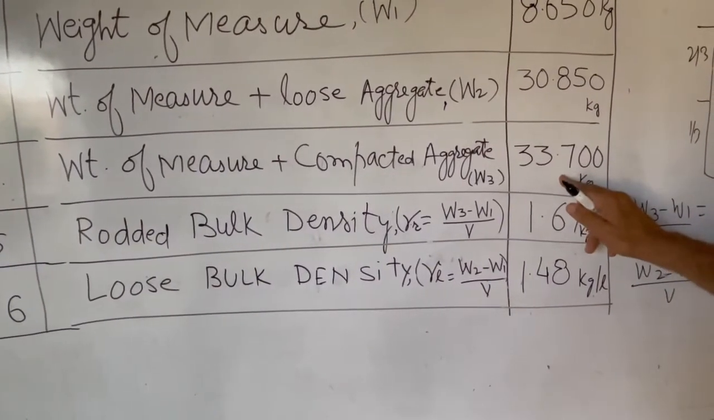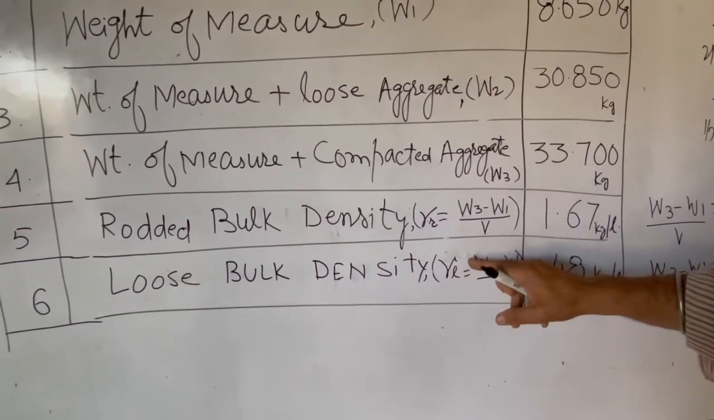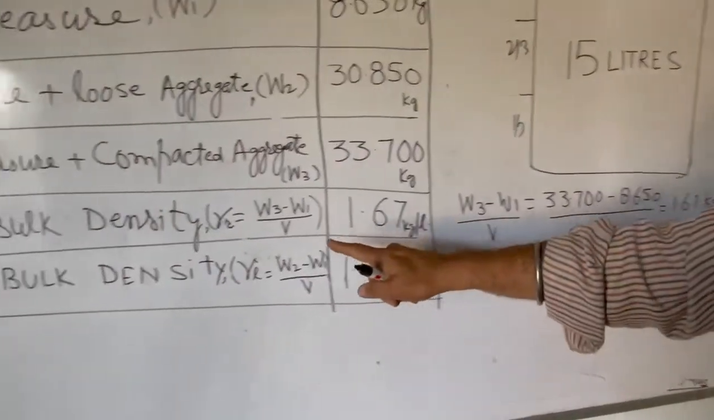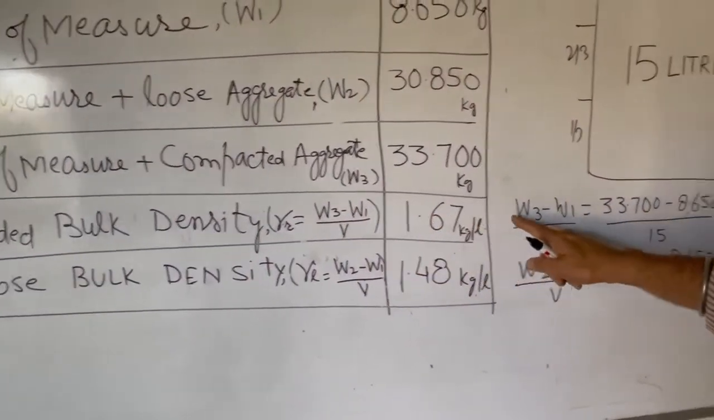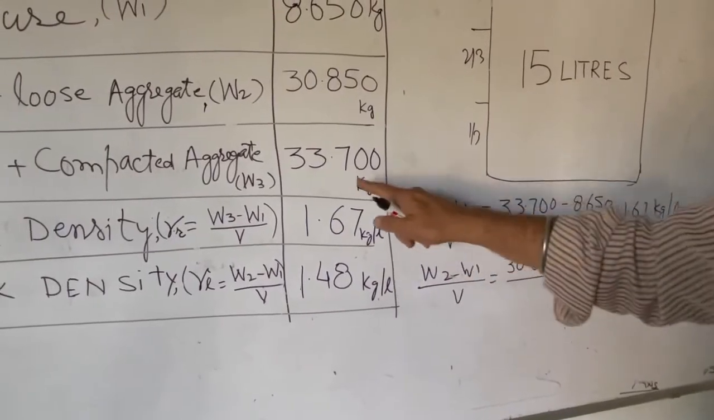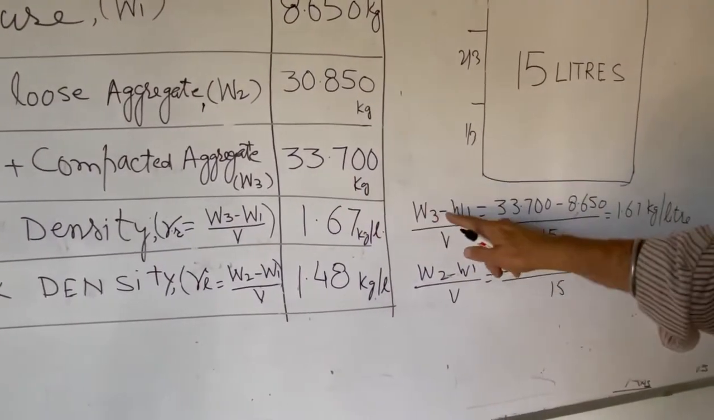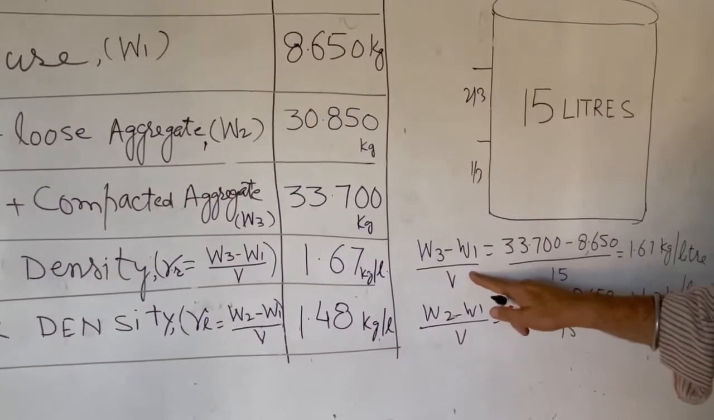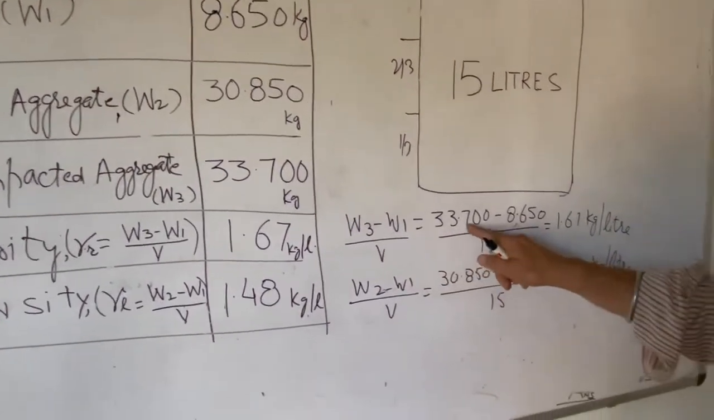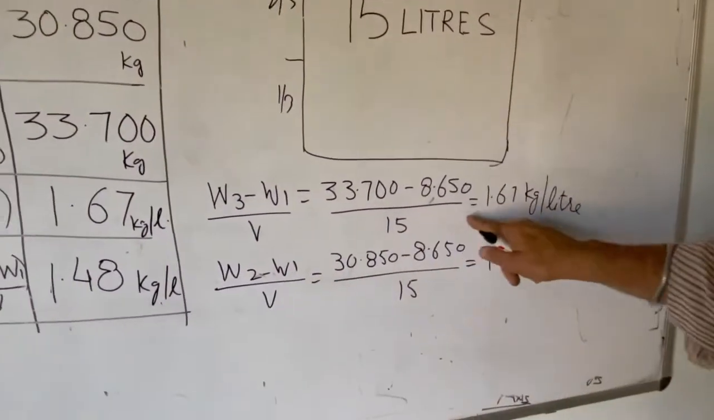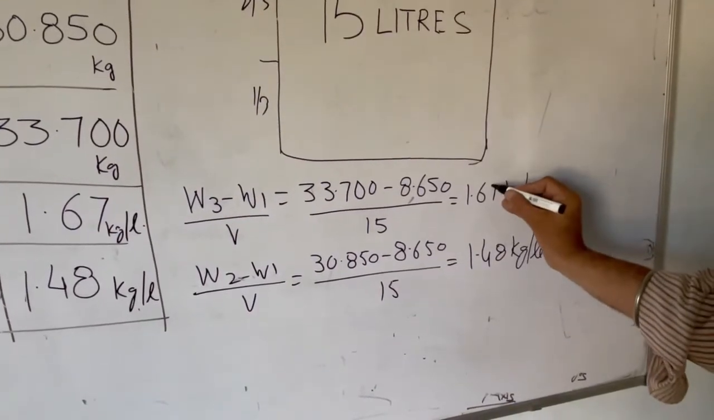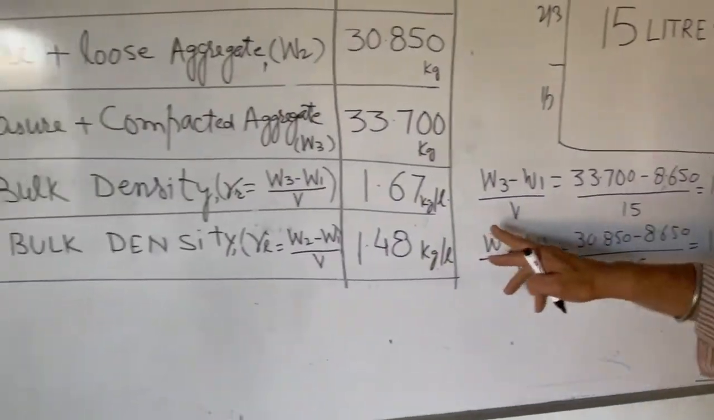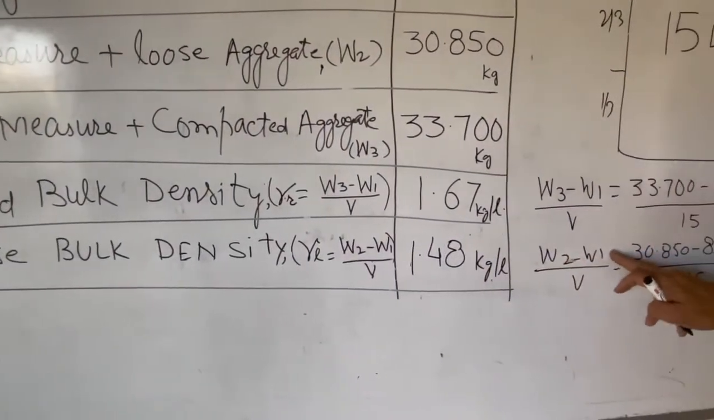After this, we calculate the compacted bulk density and the loose bulk density of this aggregate. First of all, you take the weight of the compacted aggregate with the container as 33.7 kilograms. Deduct from this the weight of the container and divide it by the volume, because density is given by weight per unit volume. So this is divided by 15 liters. This comes to be 1.67 kilograms per liter. For the loose, it is W2 minus W1 divided by V.